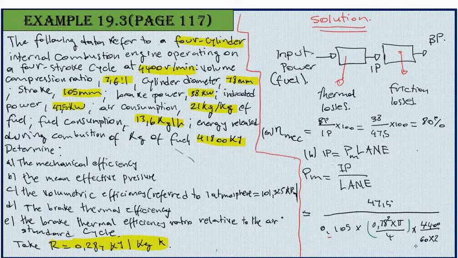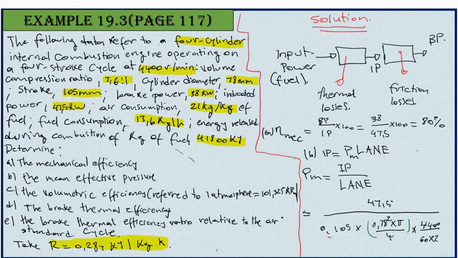I mean, we have one firing stroke for 2 revolutions. In order to produce one firing stroke, the shaft needs to rotate 2 times. So that's why we need to divide the value by 2. Now we also need to multiply by E. What does E represent? E represents the number of cylinders.